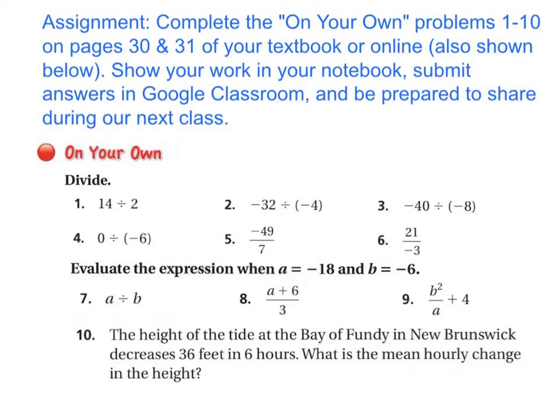Your assignment for this lesson is to complete the On Your Own problems 1 through 10 on pages 30 and 31 of your textbook or online textbook. They are also shown below. Show your work in your notebook, submit your answers in Google Classroom, and be prepared to share during our next class.